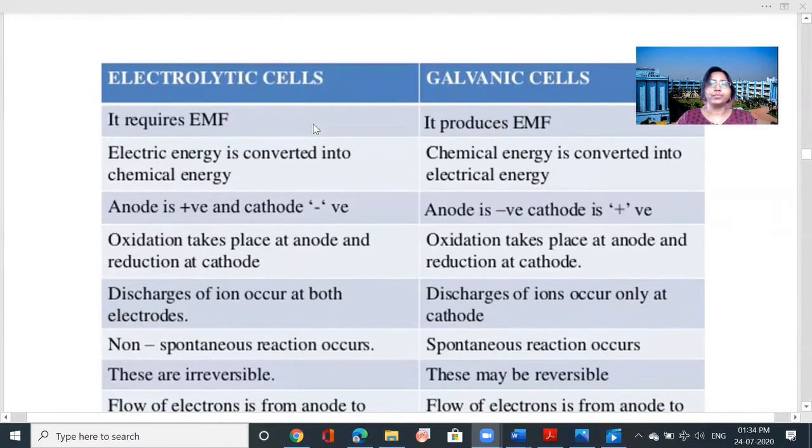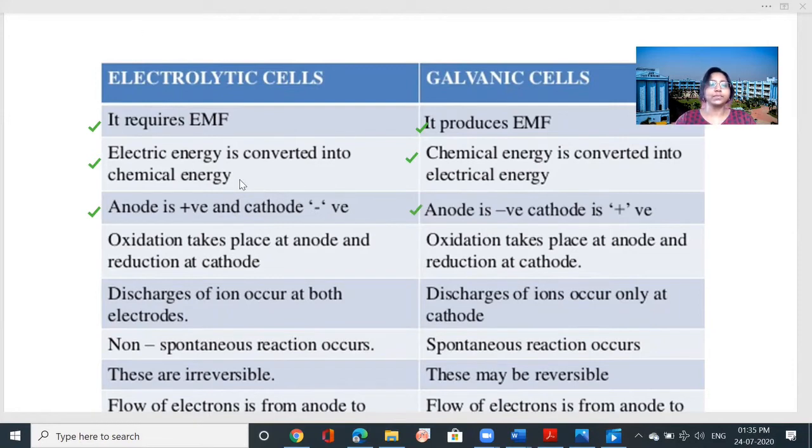Number one, the electrolytic cell requires EMF and the galvanic cell produces EMF. Electrical energy is converted into chemical energy for the electrolytic cell. But in the galvanic cell, chemical energy is converted into electrical energy. In the electrolytic cell, anode is positive and cathode negative. But here it is the reverse: anode is negative, cathode is positive.